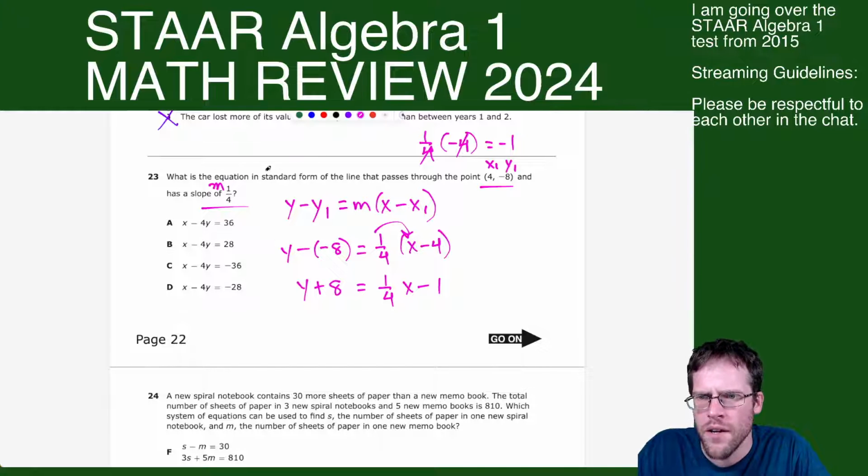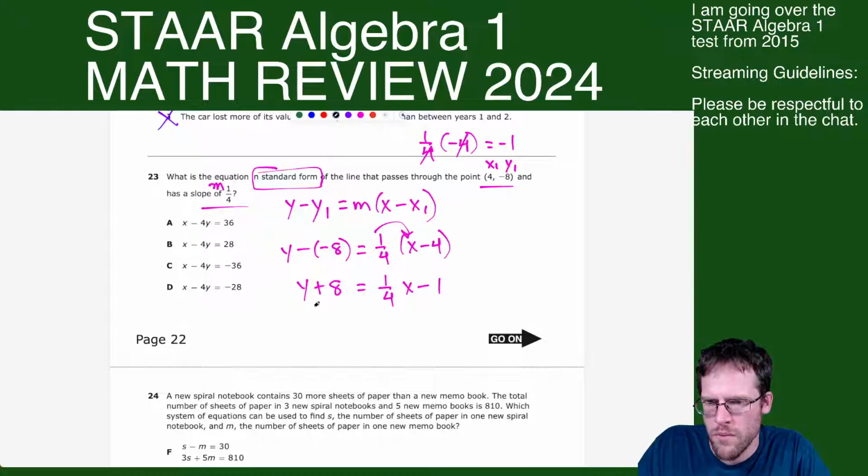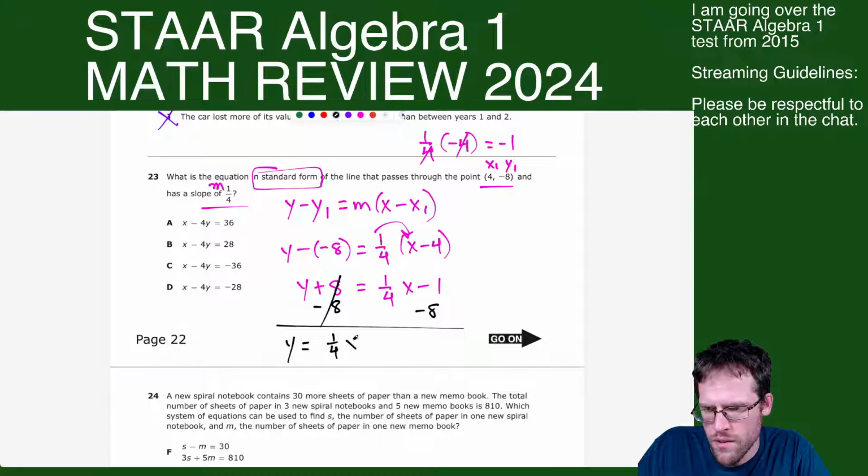And now here, they write it in standard form, which is going to get rid of all the fractions. Let me think of the nicest way to do this first. I guess I could just solve for y first. So maybe I'll just do that. -8. We could do that first. And now we have y equals 1/4 x, -1 minus 8 is -9. So we get here and we're like, oh no, my answer is not there, because this is slope-intercept form, not standard form. So then to get it to match the answers, I'm going to go times 4.